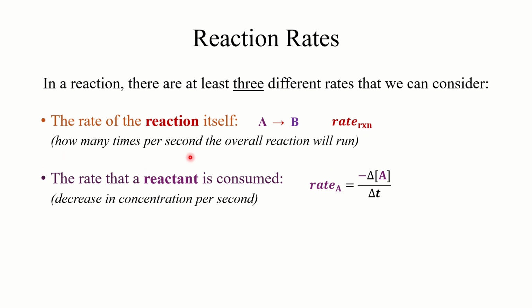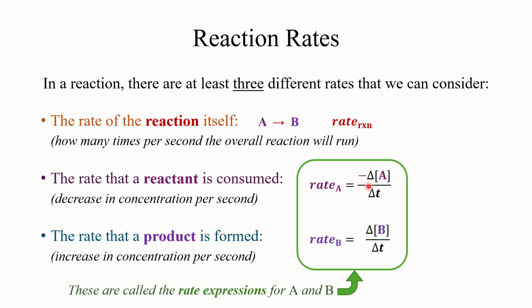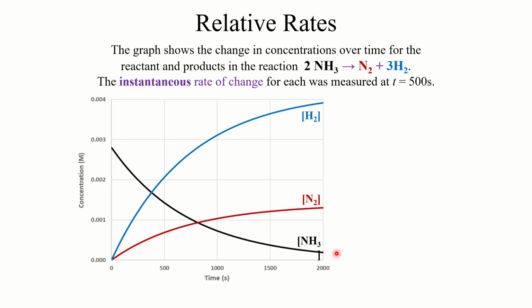We could also analyze the rate that a reactant is consumed and the rate that a product is formed, which we defined earlier. These two things are called rate expressions for A and B, and these rate expressions are going to be used to help us break down something called relative rates. So this graph shows the change in concentrations over time for the reactant and products in the reaction: 2NH3 forms N2 plus 3H2. So we have one reactant, NH3, and 2 products, N2 and 3H2. The black line represents NH3, the red line represents N2, and the blue line represents H2.